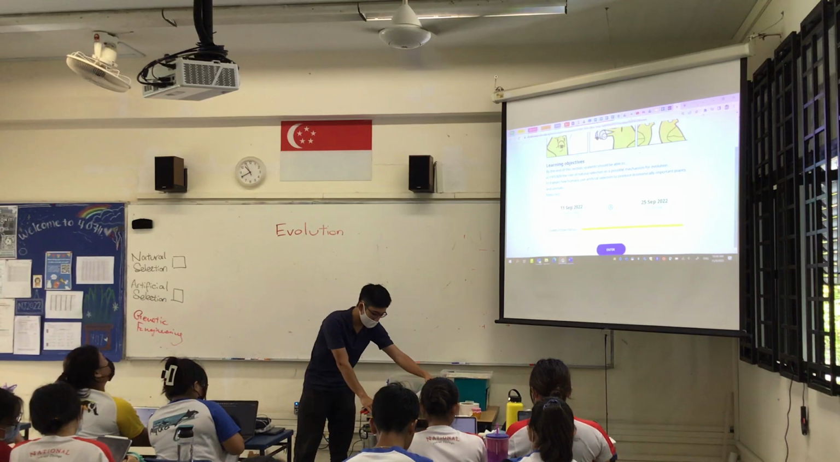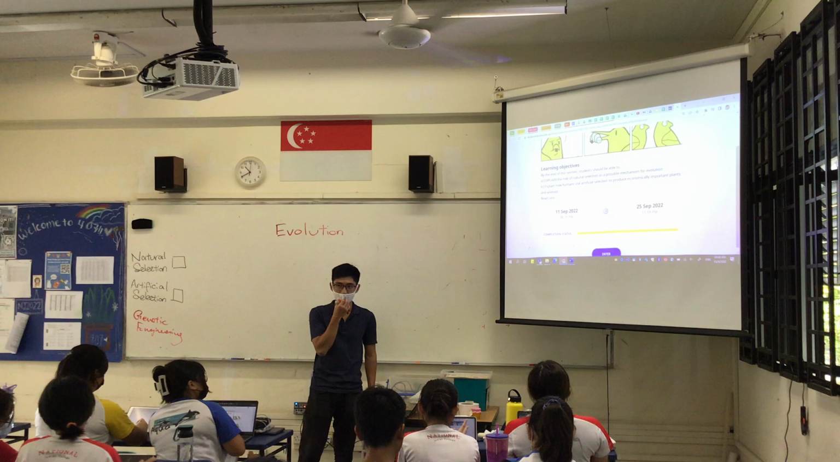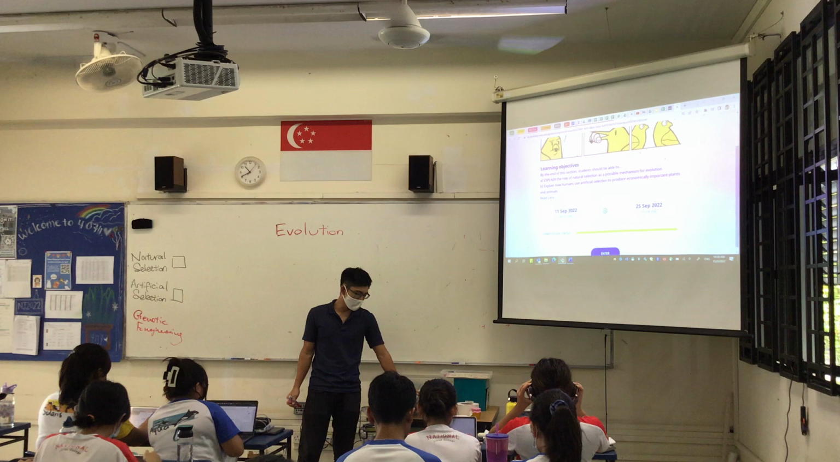To look at how natural selection is a possible mechanism for evolution. Many new words, but we'll deal with them today. Second, we want to look at how artificial selection is one of the ways we use to produce the plants and animals that we see today.